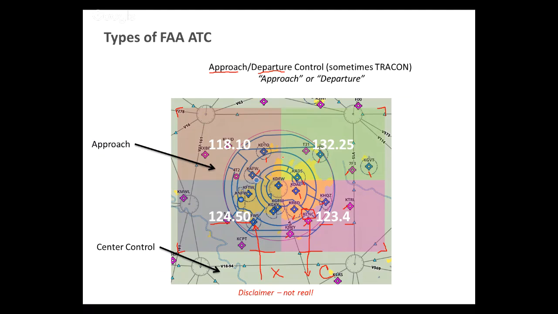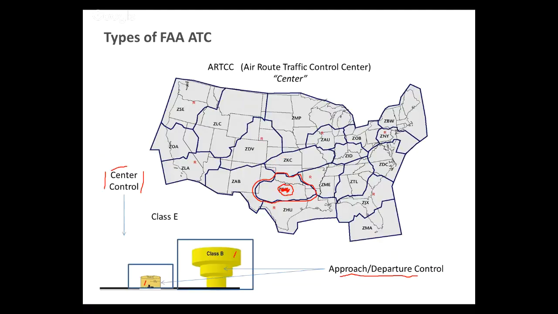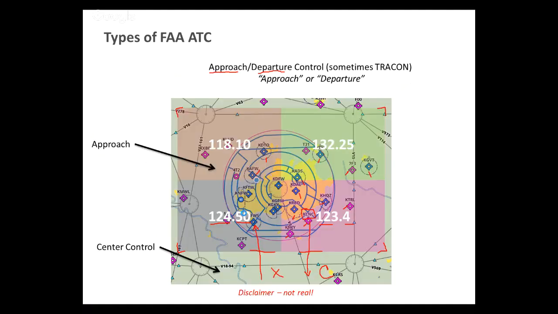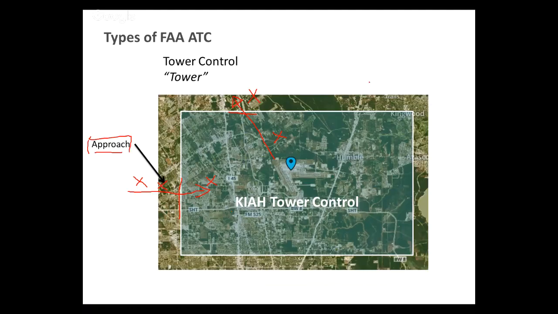So just a quick review over the control sectors. The most broad, largest, least specific controlling agency is the center. And as you get closer to the busy terminal areas, such as DFW or Houston, you will transition from center to approach control. And then finally, if you are flying into a controlled airfield, you will transition from approach control to tower control.